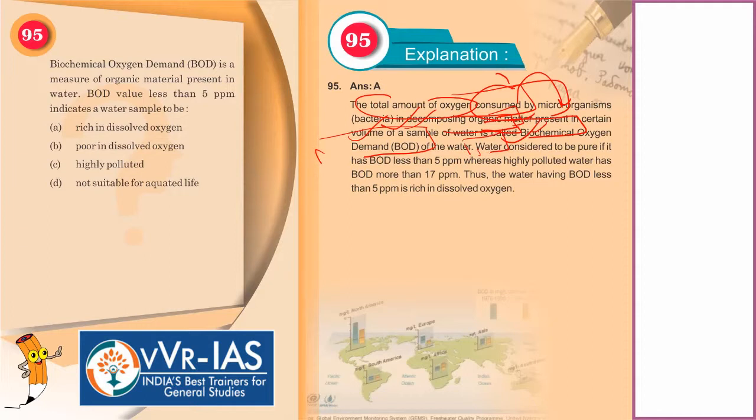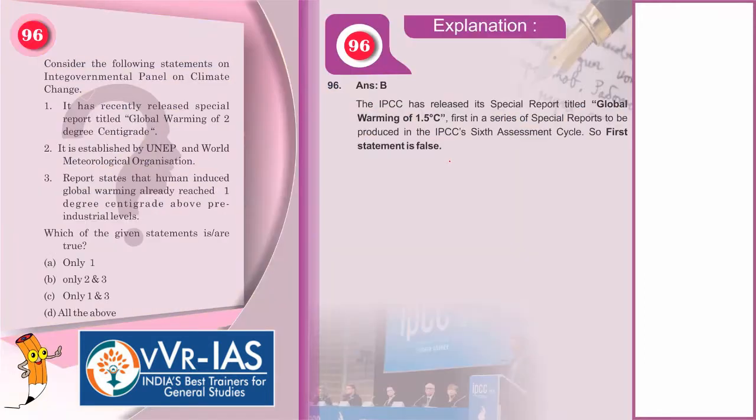So when the BOD is less, it basically indicates that less oxygen has been consumed for decomposing the organic matter. Water considered to be pure has BOD less than 5 ppm, whereas highly polluted water has BOD much more than 17. Thus, water having low BOD is rich in dissolved oxygen. Is the concept of BOD clear? BOD is nothing but the amount of oxygen that will be consumed for decomposing the organic matter present in a sample of water. Now consider the following statements on IPCC.